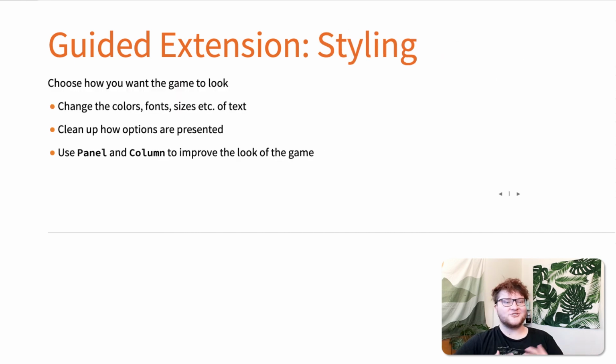For styling, you can choose how you want your game to look. For some examples to get you started, you could change the font, the colors, the sizes, etc. of the text. You could clean up how options are presented, so that instead of a list of option 1 and option 2, you could have "your options are option 1, option 2." Put the column into a panel, fiddle with the alignments for the panel and the column to make it nice and centered, or however you'd like it to look. And there are loads of other ways that you could adjust your adventure.